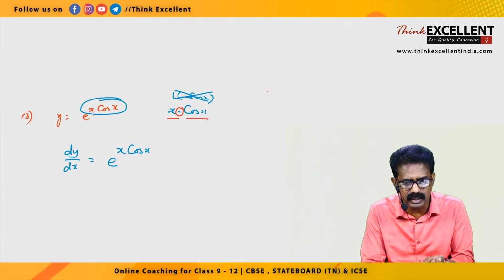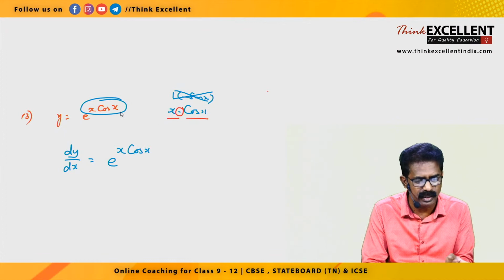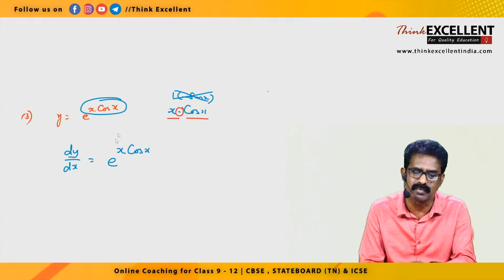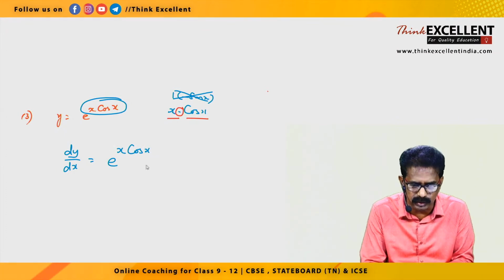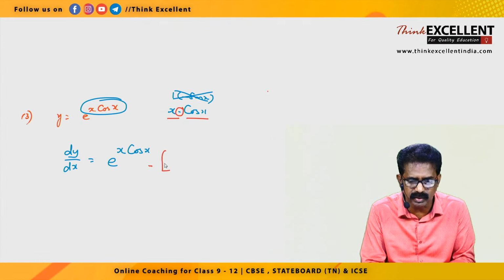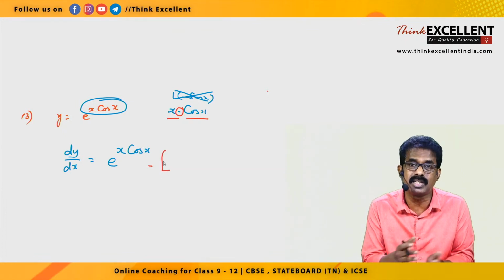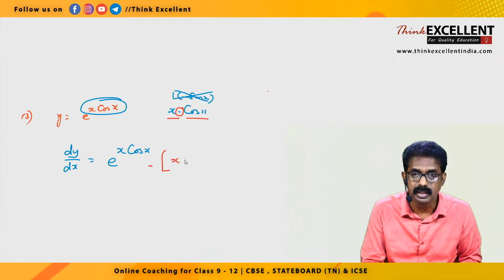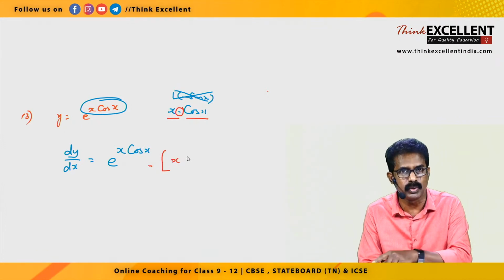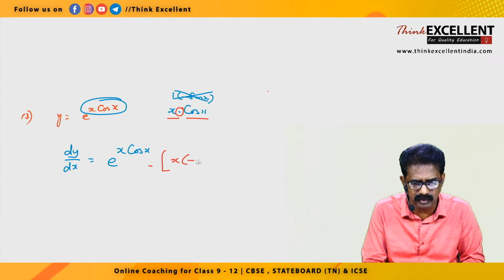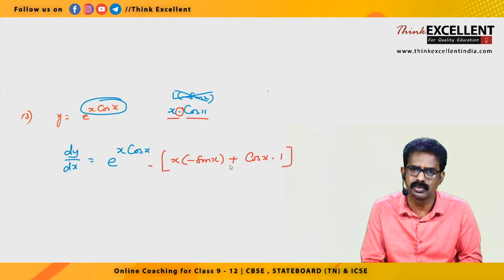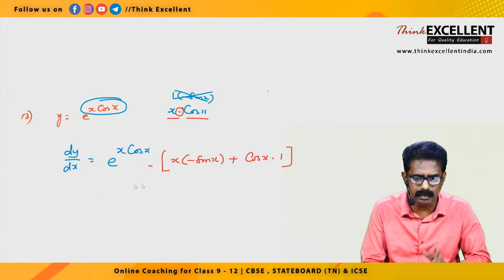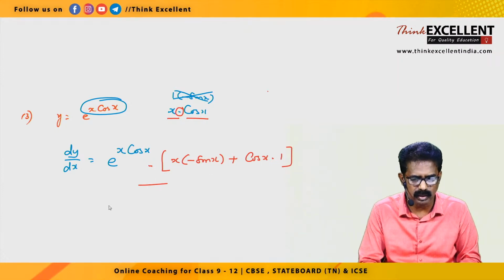So e raised to x cos x. First, what type is this? e raised to x, derivative e raised to x itself. So e raised to x cos x into that x cos x you differentiate. x into cos x, function into function, apply product rule. So first into derivative of second, u v dash plus v u dash, right? x into cos x derivative minus sin x, plus second into first derivative, that is cos x into x derivative 1. So this is your answer. Simplification part I am leaving it to you. Okay, be very careful in this one.